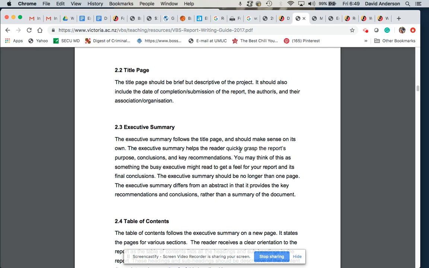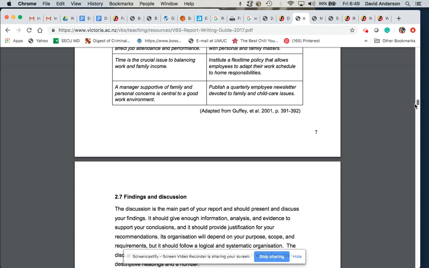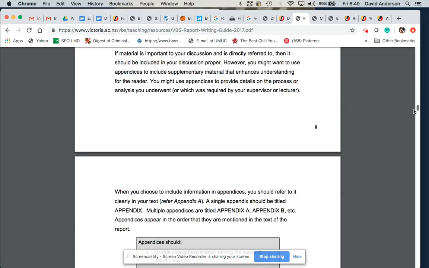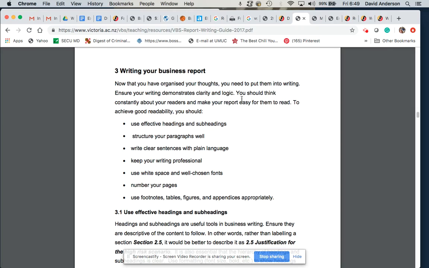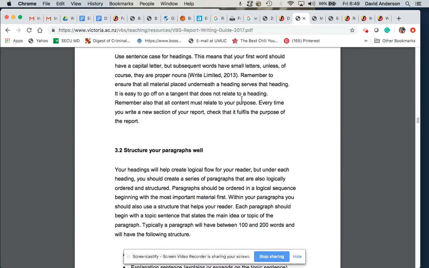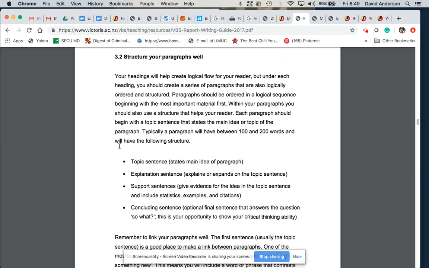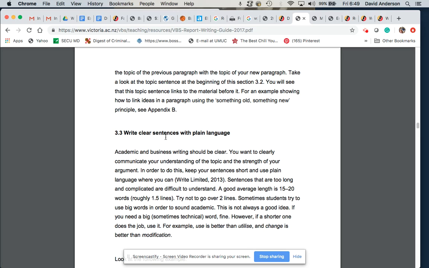I apologize for just a second. I'm going to scroll down to page 10. I'm on 8. Maybe it's 11. There we go, page 10. Writing the business report. Let me share this section with you: how to structure paragraphs well. Use a quick topic sentence, a couple of explanation sentences, maybe one or two supporting statements, and a conclusion. Above all, write with clear sentences in very plain language.